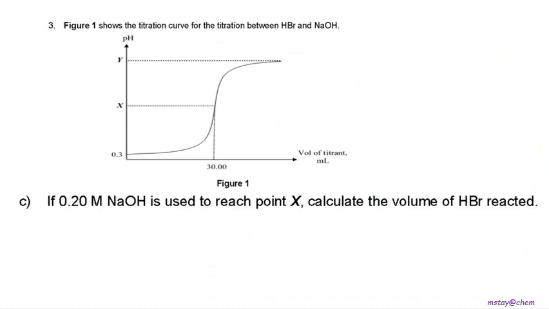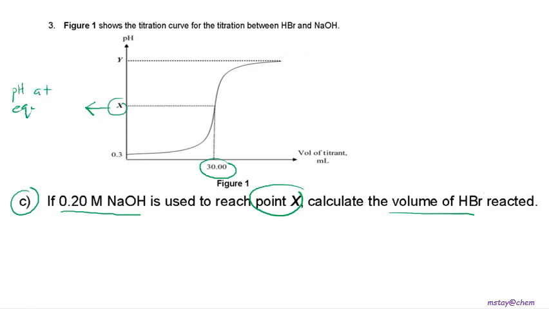Continue with tutorial question 3C. If 0.2 molar NaOH is used to reach the point X, calculate the volume of HBr reacted. When we look at this point X and then go down here, it is 30 ml. So basically we know that point X actually refers to pH at the equivalence point.